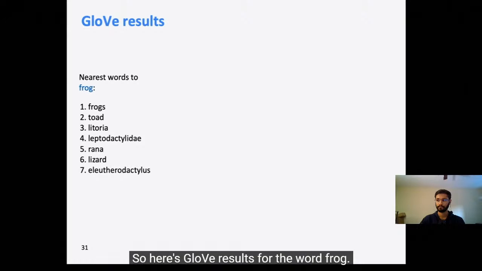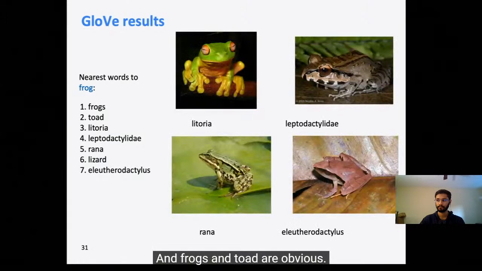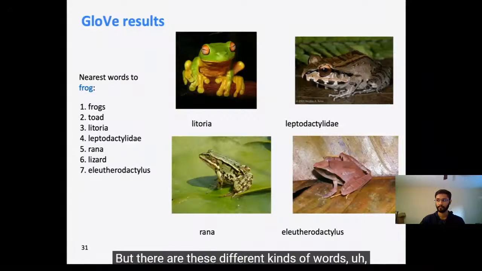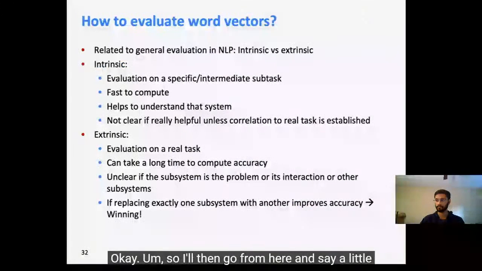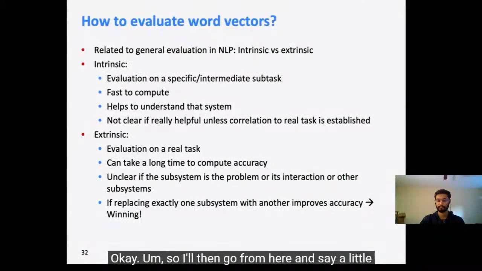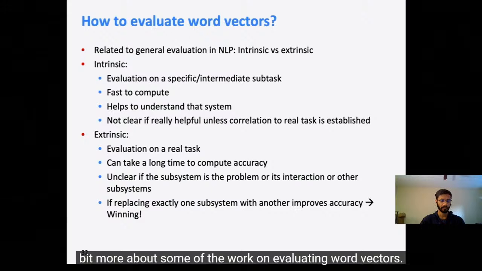So here's GloVe results for the word frog. And frogs and toad are obvious, but you know, these different kinds of words, various kinds of pretty tree frogs and things like that. Okay, so I'll then go from here and say a little bit more about some of the work on evaluating word vectors.